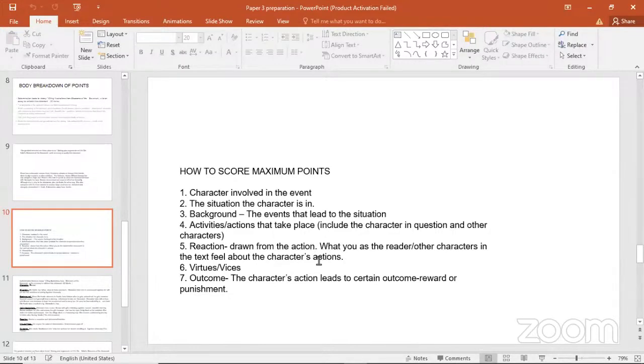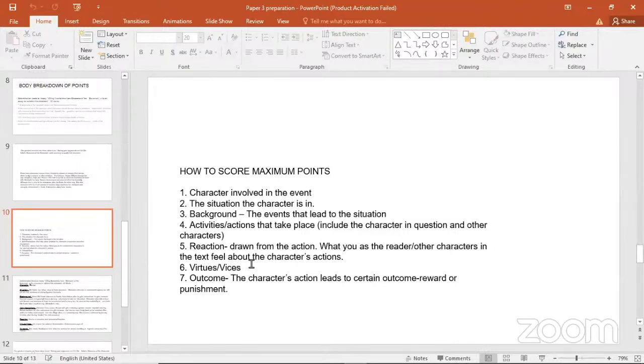So your reaction, what are your feelings about this? So these 5, 6, 7 points can be practically merged into one. What is your reaction? From whatever activities or actions that have happened, what do you feel? So he rushes into the office and starts fighting and gets arrested. What do you feel? This one can be now, it's you. You who is writing, for example, what is your feeling? Or what are other characters in the text feeling about that person's actions? It can be either.